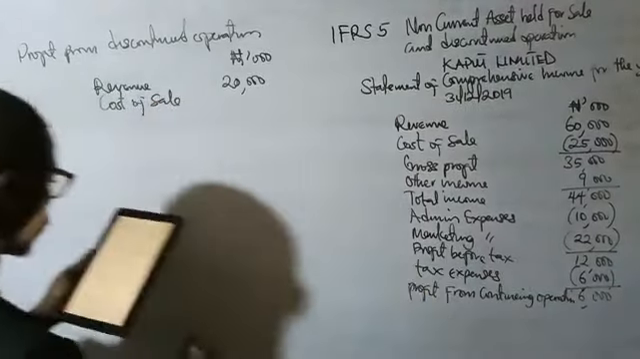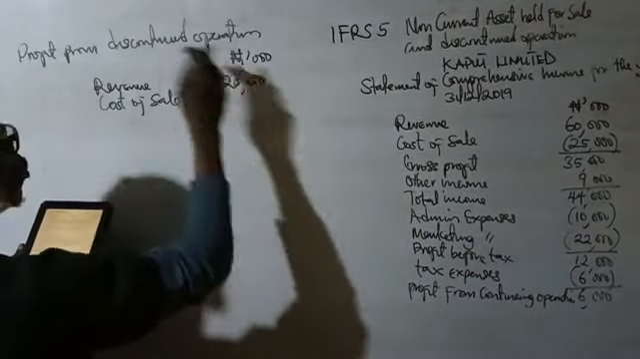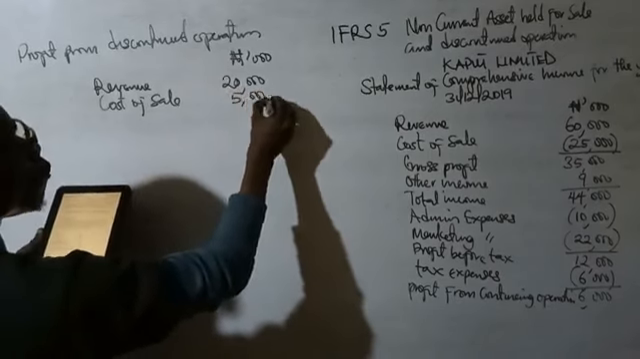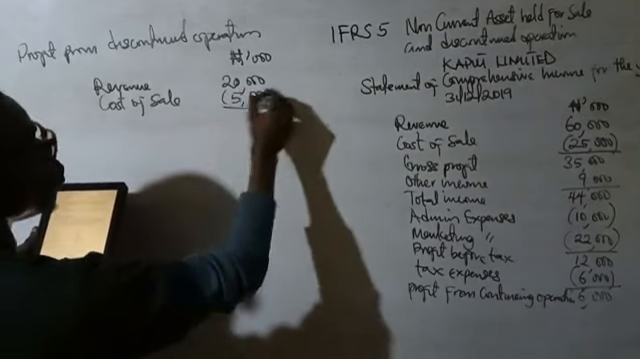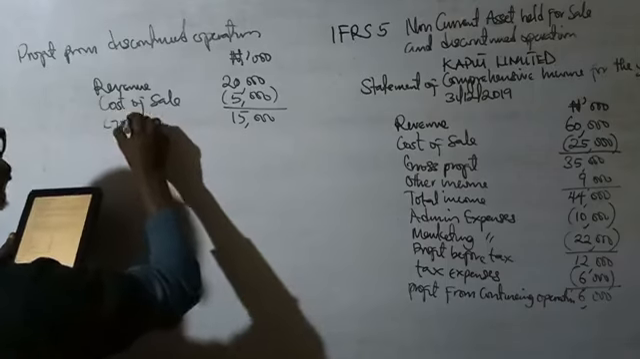How much is the cost of sales of the discontinued operation? That's why we are calculating profit from the discontinued operation now. It is 5,000. So when you remove it, what do you have? You have 15. That's the gross profit.